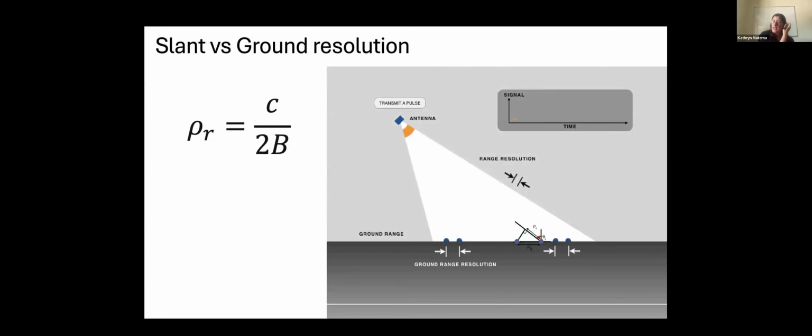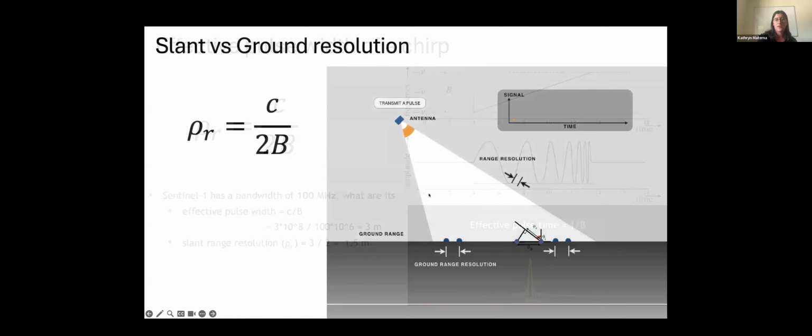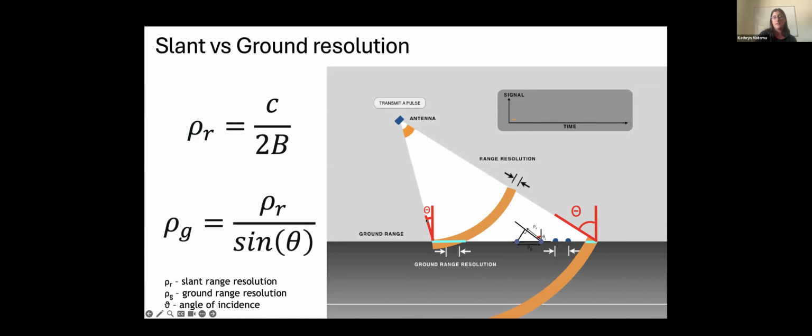So if we look at this a little bit geometrically, what I was describing here is the slant range resolution, this being the slant here, but we kind of want to know the ground range resolution because that's where our targets, our pixels are on the ground. And so the geometric relationship between these has to do with the incidence angle here. So to convert between resolution in slant range and resolution in the ground, resolution in slant range will be a little bit higher, and in the ground it'll be a little bit lower. We divide by the sine of the angle.